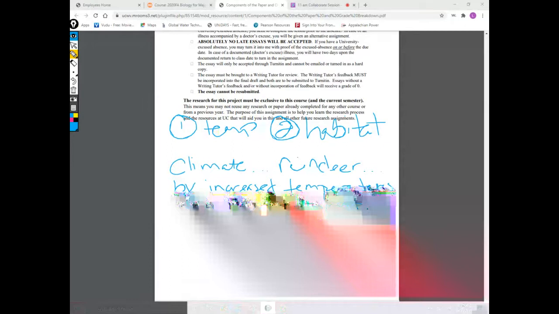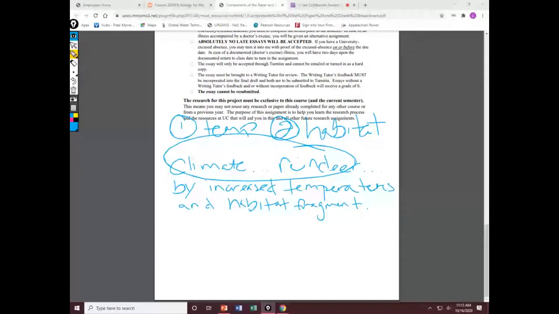Okay, so when I read your thesis statement, I could skip your entire introduction. And I know, here's your topic. Okay, here's your next paragraph. Here's the paragraph after that. Okay, your thesis statement should tell me that. Okay. This will also help you stay organized. Because now you know that everything in your next paragraph needs to be about increased temperatures on reindeer.